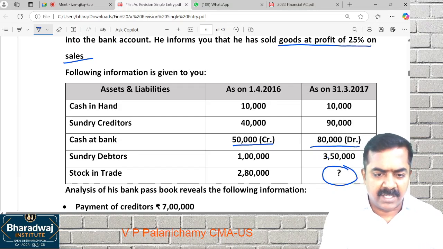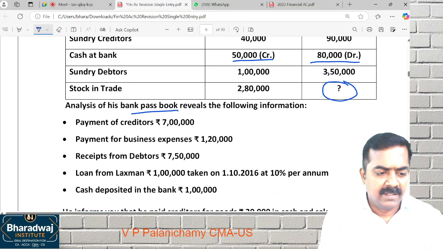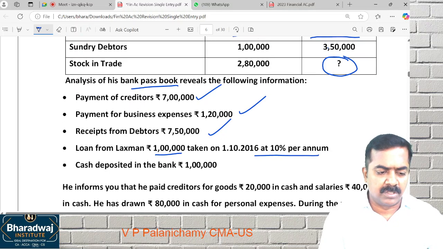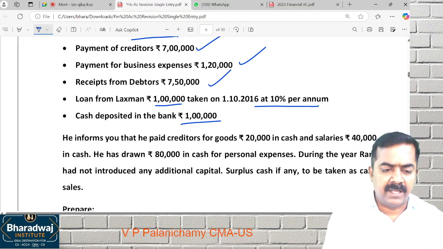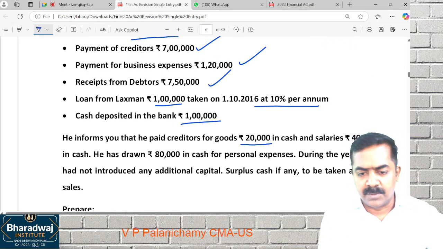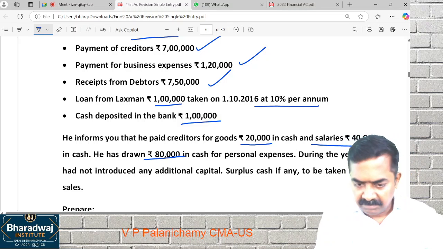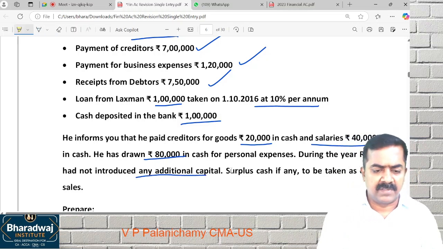Data is given. Cash in hand opening and closing balance is what? 10,000. Payment to creditors, unless a passbook, which means all these are paid through bank. Payment to creditors, payment for business expenses, receipt from debtors, loan from Lakshman taken at 10% per annum is given. Cash deposited in bank, like a contra entry we have to do. He informs that he paid creditors for goods how much? 20,000 in cash, salary 40,000 in cash, 80,000 cash for which one? During the year, he has not introduced any additional capital. Look at the next one. What is given? Surplus in cash, if any, can be taken as which one?